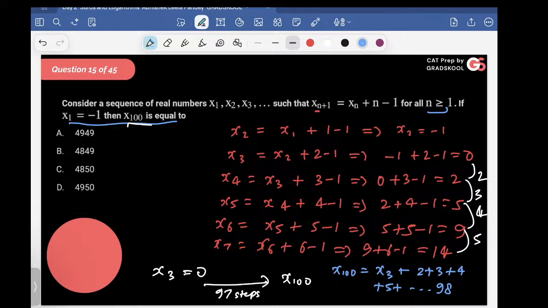Cool. Got it, guys? तो x100 का value आ गया. कितना आ गया? x3 is 0, and 2 से लेकर 98 तक का sum वैसे भी 4850 होता है. We got the answer. So whatever way you like, you can solve it that way. What do you like? Tell me, everyone. First method, which I did, or the second method? First method was, kind of making loops inside the functions, which maybe required a lot of algebraic and mathematical knowledge. But second one is for everyone.